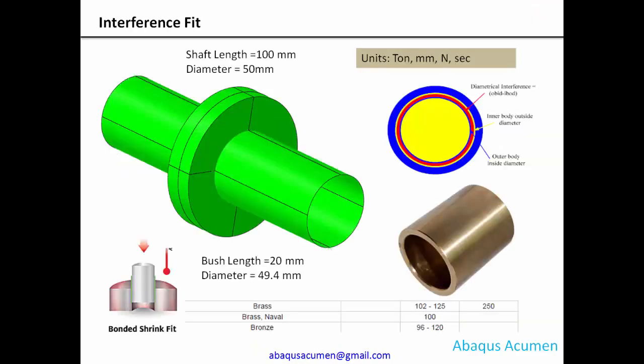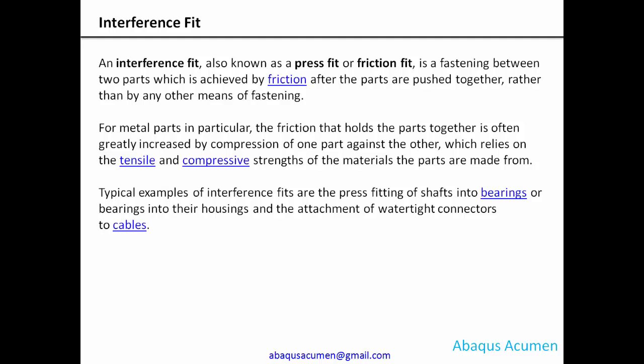Now, the interference fit, which we have seen in our mechanical engineering studies, is also known as a press fit or a friction fit. There are two parts which are fastened together using friction, and after the parts are pushed together they are held by friction. If you search online, you find a lot of information on this. Typical examples of interference fit are a bearing into its housing, attachment of watertight containers to the cable, and shaft and bushing fittings. So you see a lot of things with interference fit.